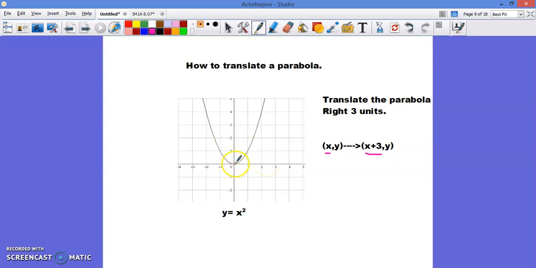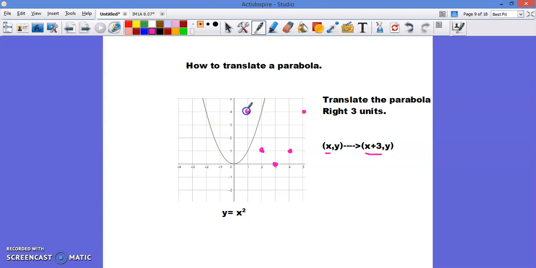I'm going to start here at 0, 0. My new point will then be at 3, 0. Put a point. 1, 1. I'd add 3 to the x, so give me 4, 1. Negative 1, 1. Add 3 to that, and I will get 2, 1. Let's take a couple other points, like right here. It's a good one at 2, 4. I'm going to add 3 to that, and I'll get 5, 4. And at negative 2, 4, if I add 3 to that, I'll get 1, 4.